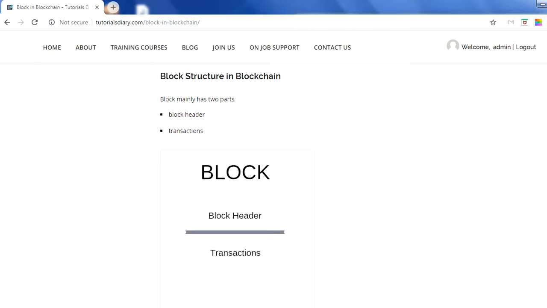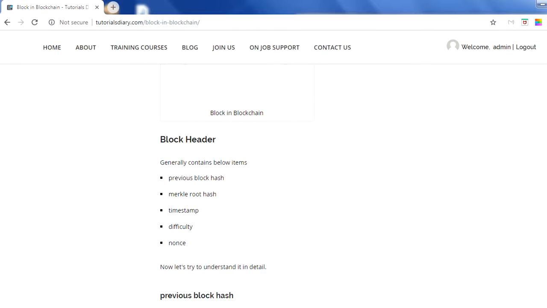Let me go down below in this post, which explains it at a very high level. So the block header generally contains the previous block hash, Merkle root hash, timestamp, difficulty, and nonce. Let's try to understand these few items at a very high level in this session. The very first part we are talking about in the block header is the previous block hash.